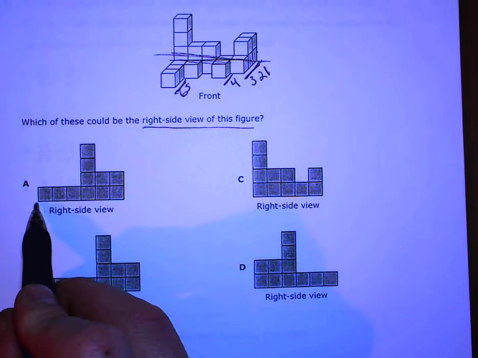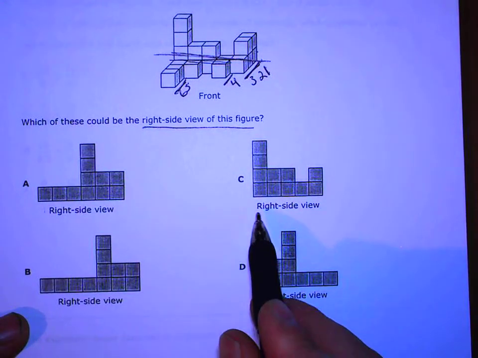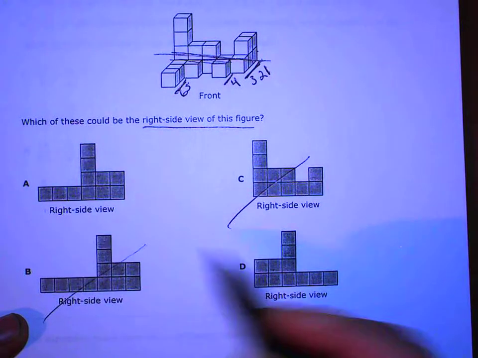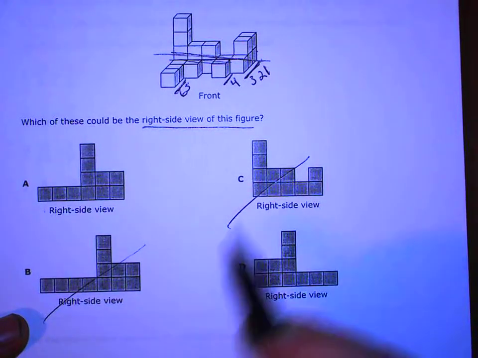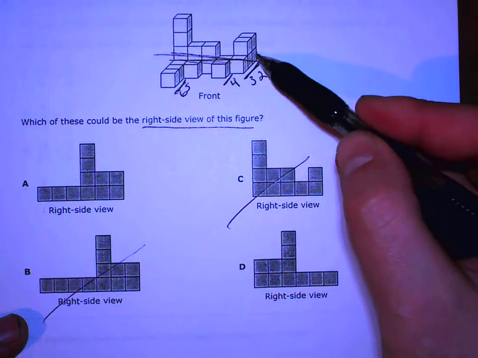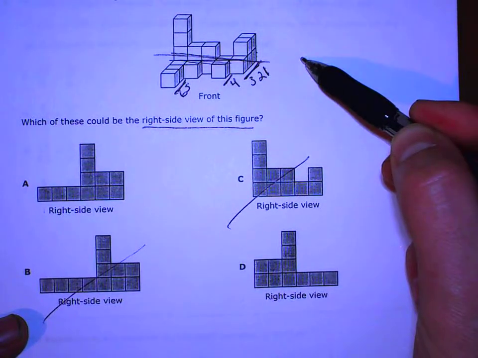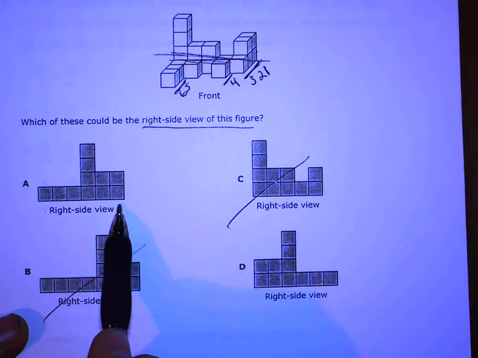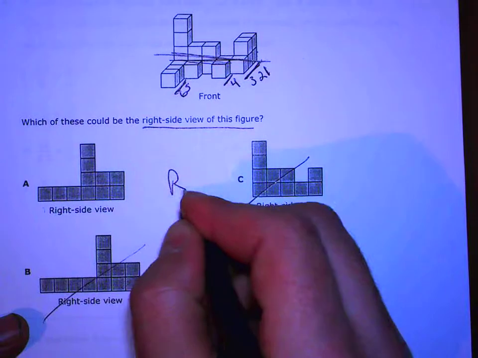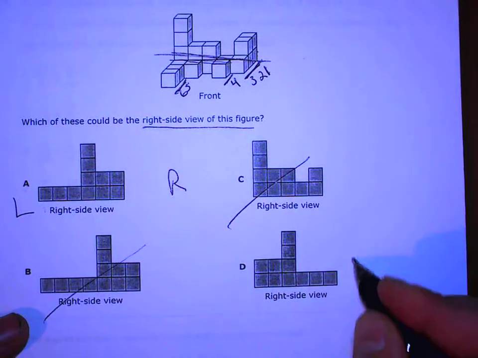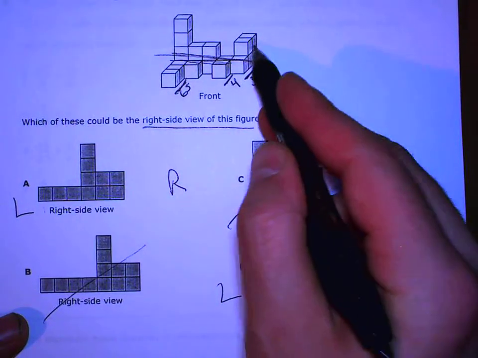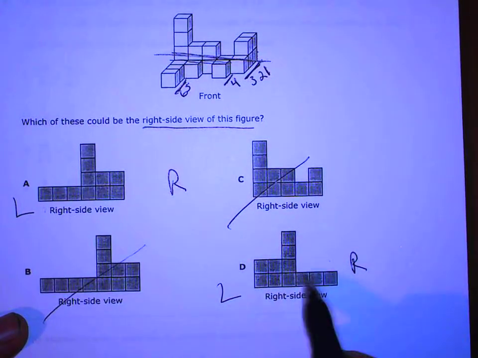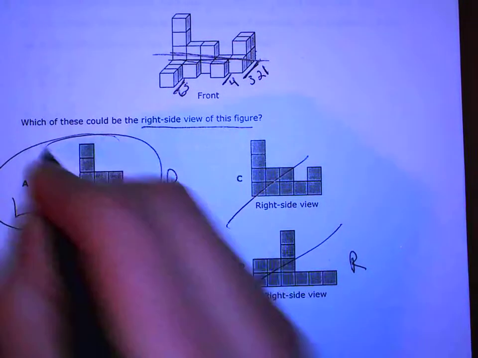Come over here and look at my answer choices. This one has 6. This one only has 5. This one has 7. This one has 6. Now, come back up here and look at it. I've got 2 up on my right. So, on the right of this, right, left, right, left, I've got 2 up. Does this have 2 up? Yes, it does. Does this have 2 up? No, it doesn't. Answer choice A.